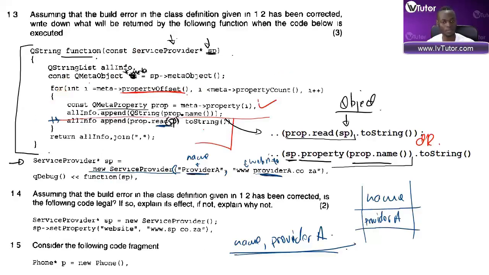We loop through our properties. How many do we have, by the way? Oh, there's only one property, so we only loop once. What we do, we get the name of the property, we put it in there, we get the value of the property. What is it, by the way? Provider A. Okay, we put it in there, and then we join. Okay, so it's going to be name and provider A.